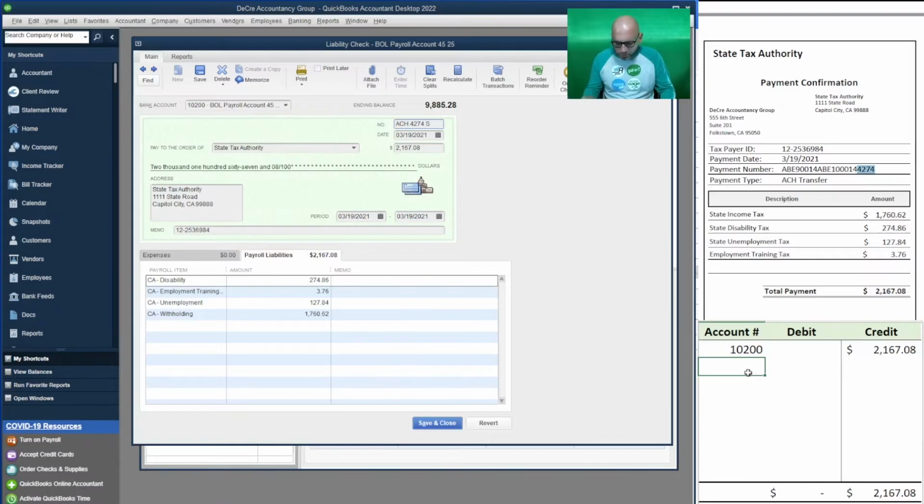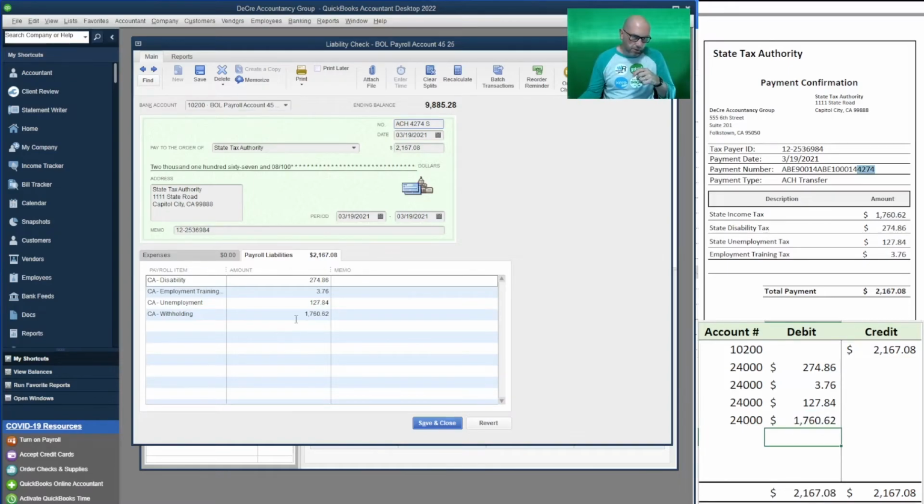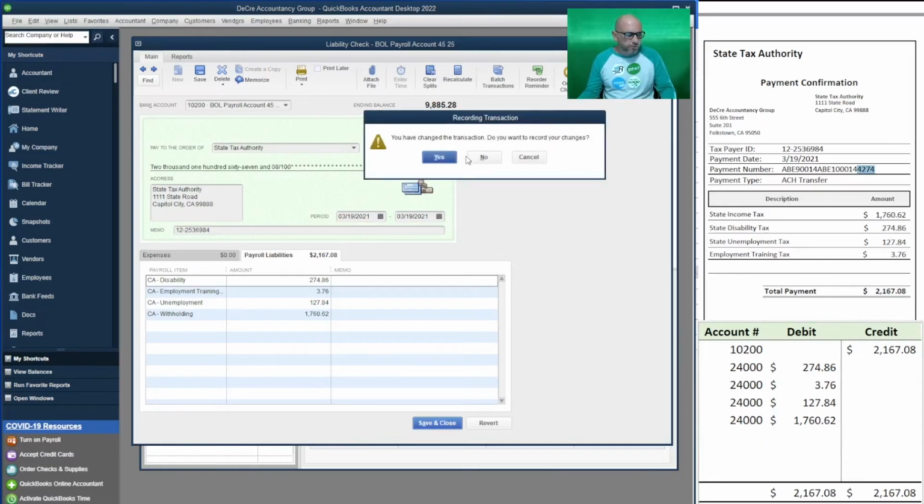What else is happening? Well, we'll be paying down our payroll liabilities, 24,000. All of them going to 24,000. I'm just gonna break it down to show you. There it is. Debits and credits are in balance. Each one of these line items is a debit to account 24,000. 24,000 is a liability. Liabilities go down when they're debited. And that's what we're doing. We're paying down our payroll tax liability. This amount right here is a credit to account 10,200. Why? Because it's an asset. Bank account is an asset, and assets are reduced when credited. It makes sense that money will be taken out of our bank account, and therefore the bank account balance will be reduced. Okay, save and close.